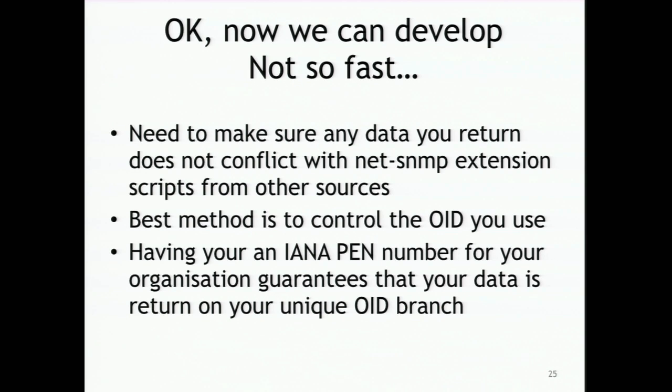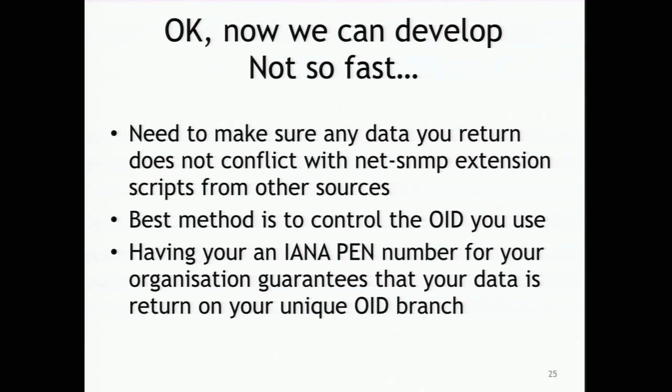Okay, now we can do extensions. You saw the extension scripts I did. You need to make sure that any data you return does not conflict with extensions from other people. If you don't specify an OID branch, it's going to happen. If you start working with somebody, you start exchanging scripts. And also, if you don't specify the OID, you don't control it. It has an order of its own. NetSNMP will manage that, and it will give you difficulty if you try to then inject that into your SNMP agent.